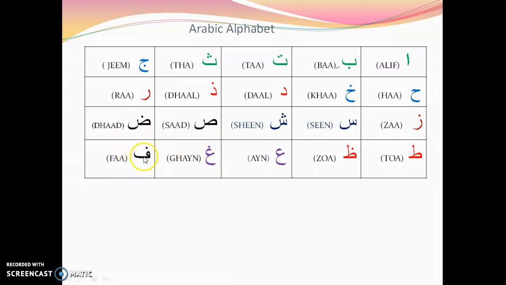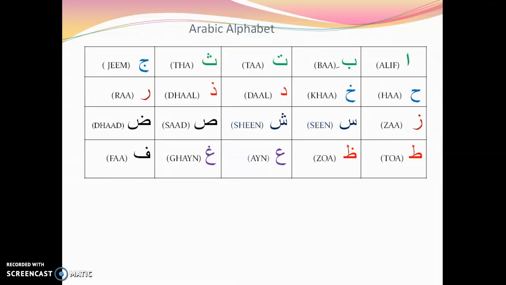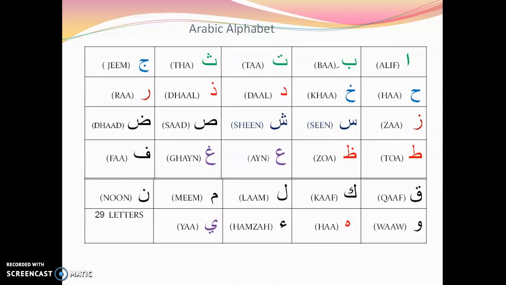Fa. Qaf. This again you have to pronounce from the bottom of your throat. Qaf. Kaf. This is a bigger Qaf, this is a smaller Kaf. That one is Qaf. This one is Kaf.